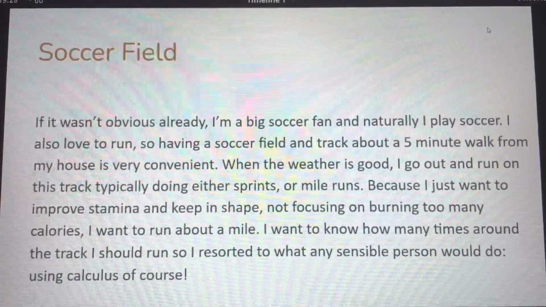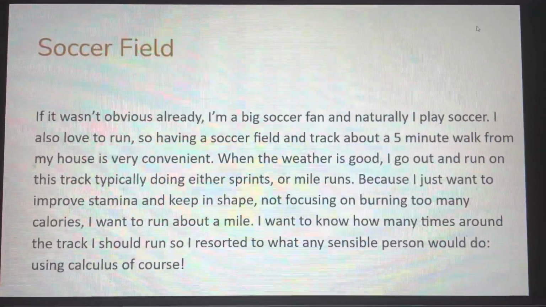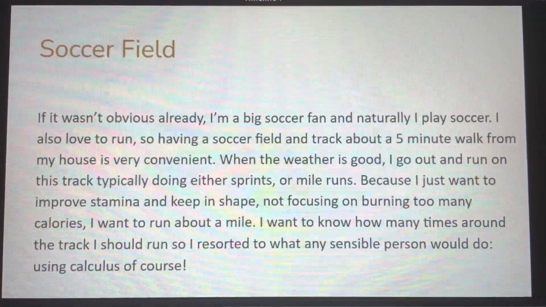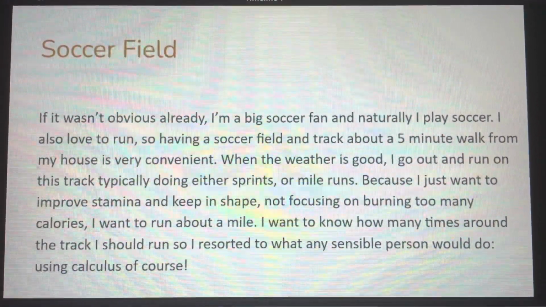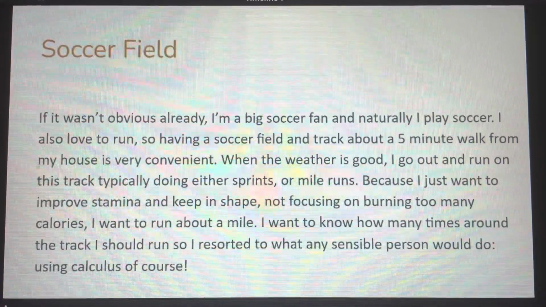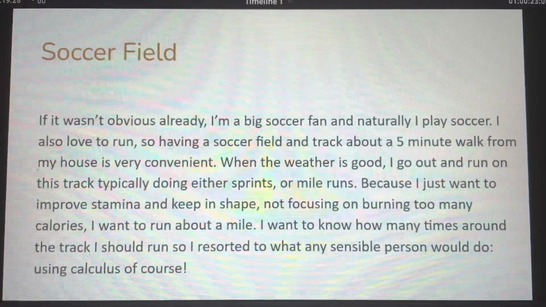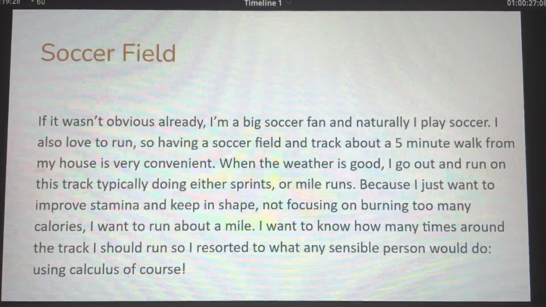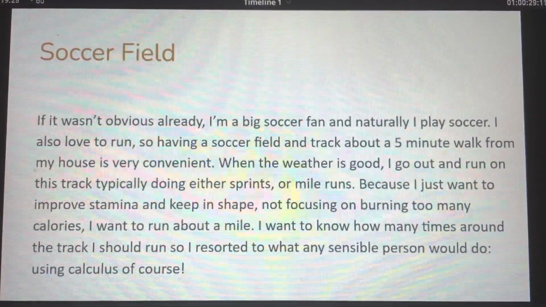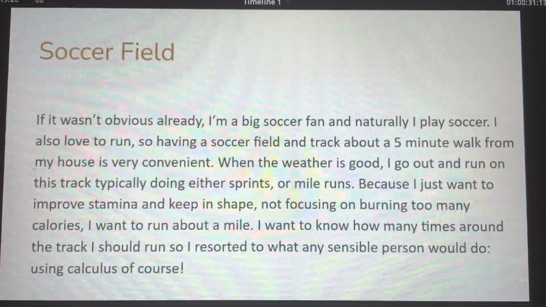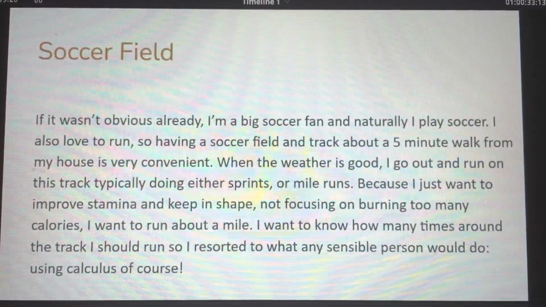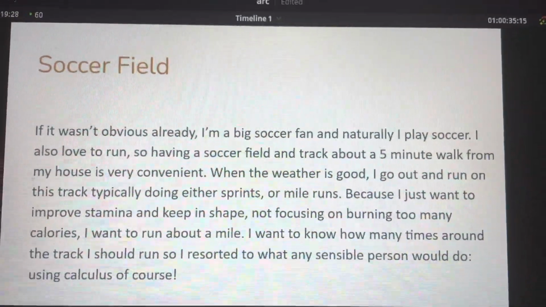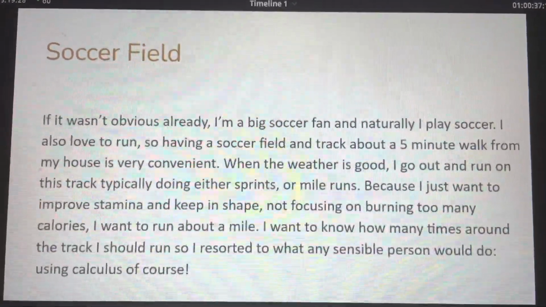To start, if it wasn't really obvious already, I'm a pretty big soccer fan, and naturally I do play soccer. I also love to run, so having a soccer field with a track about a 5-minute walk from my house is very convenient. When the weather is good, I go out and run on the track, typically doing either sprints or mile runs. Because I just want to improve stamina and keep in shape for now, not focusing on burning too many calories, I typically like to run about a mile.